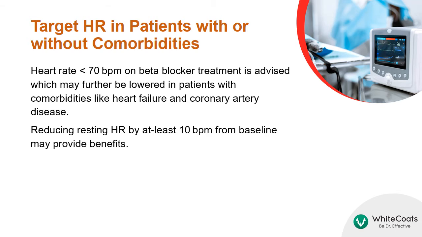Heart rate below 70 beats per minute on beta blocker treatment is advised, which may further be lowered in patients with comorbidities like heart failure and coronary artery disease. Reducing resting heart rate by at least 10 beats per minute from baseline may provide benefits.